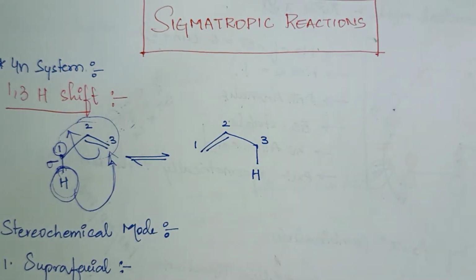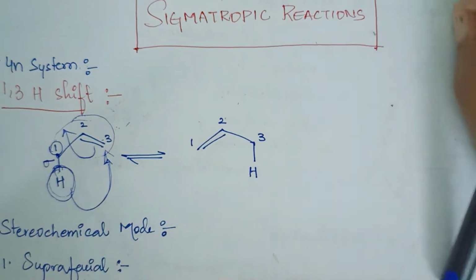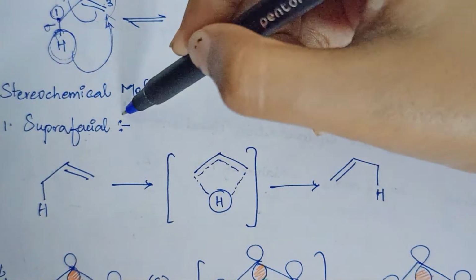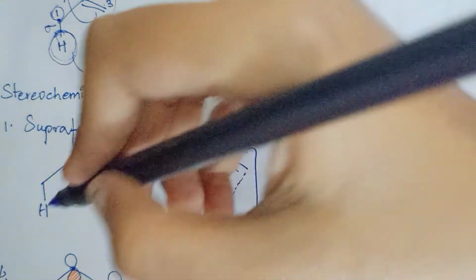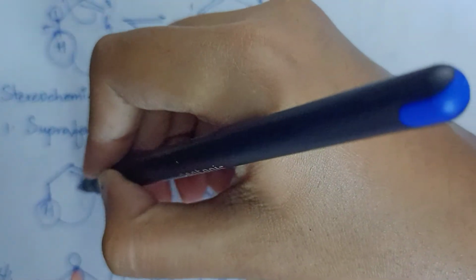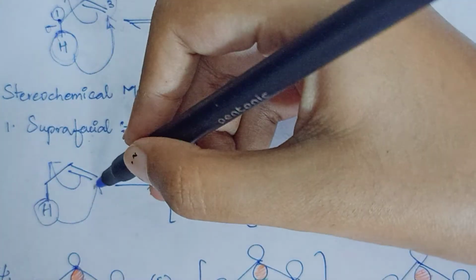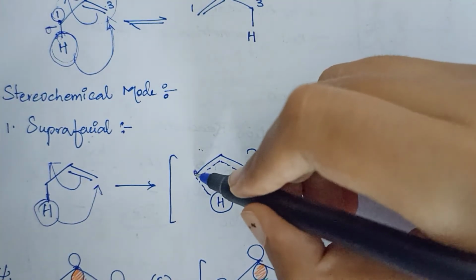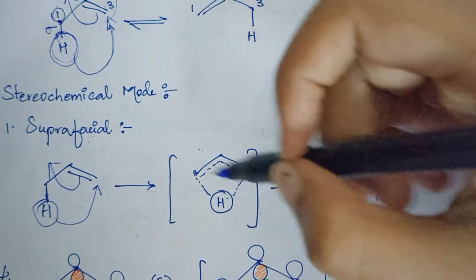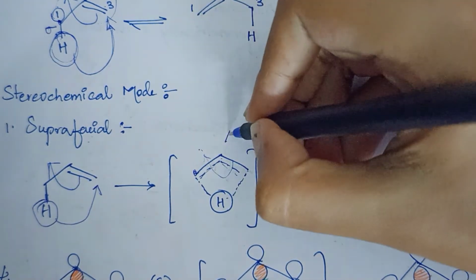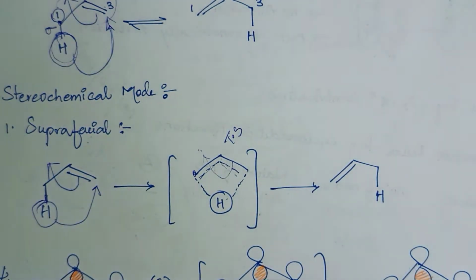In sigmatropic shifts, we look at the stereochemical mode. First we will see the suprafacial, and next we will see the antarafacial. In the first, suprafacial mode, first we see what reaction is happening. Hydrogen will be broken from here and shifted to this carbon, and the pi electrons shift. This reaction is explained in the transition state here. This hydrogen, previously attached to this carbon, is now migrating to this carbon, and the pi electrons are shifted from here to here. These are represented by the dotted line. This is a transition state regarding sigmatropic reactions.